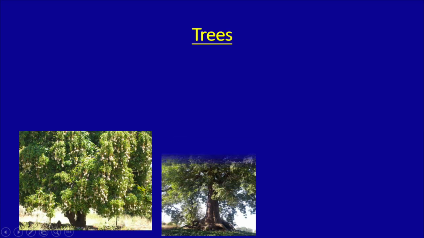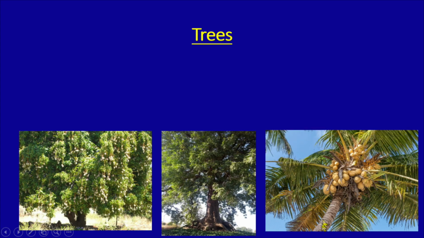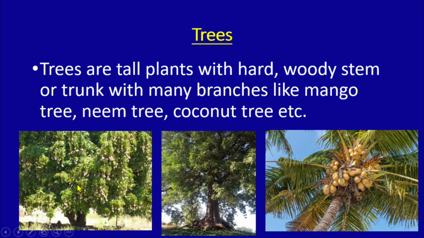Next slide. Trees. It is a mango tree, a neem tree and a coconut tree. How are they? They are very big and tall. Trees are the tall plants with hard woody stem. So, this woody stem is called trunk and with many branches. You can see many branches over here. So, these are called trees.